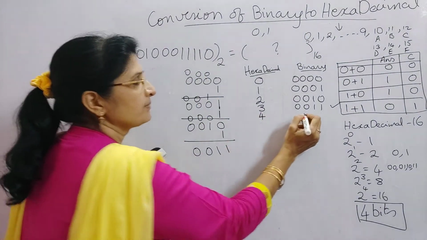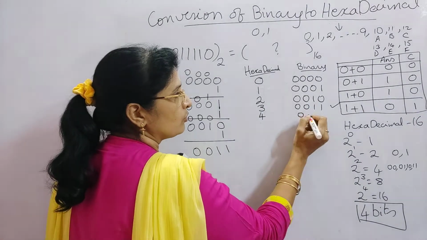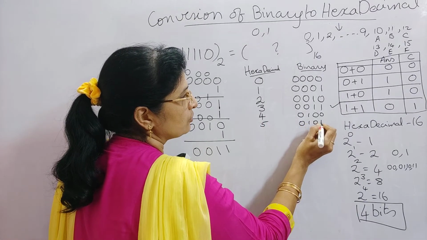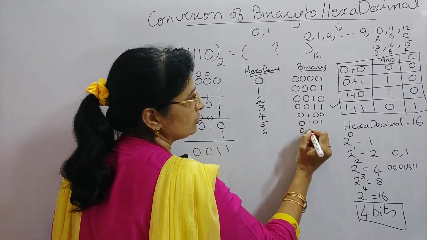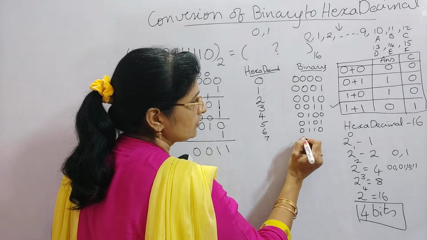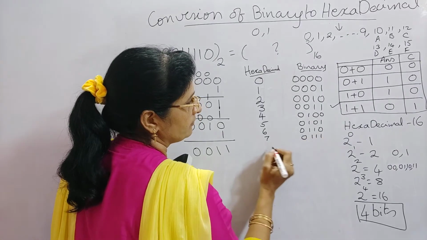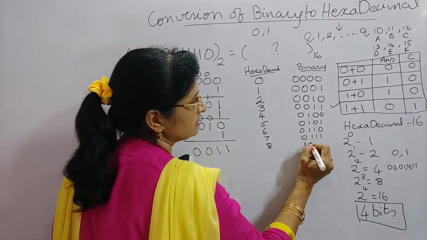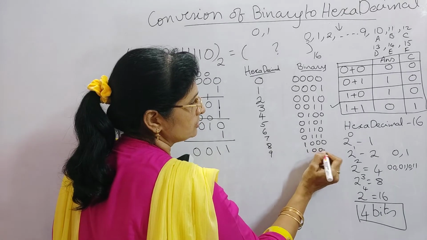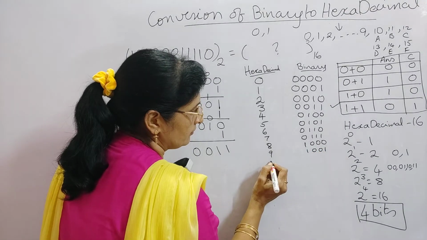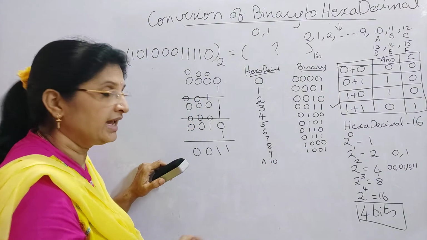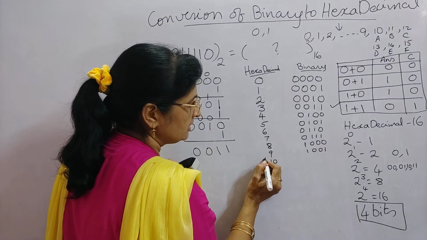So for 4 it is 0, 1, 0, 0. 5 it is 0, 1, 0, 1. 6, 0, 1, 1, 0. 7 it is 0, 1, 1, 1. For 8 it is 1, 0, 0, 0. For 9 it is 1, 0, 0, 1. For 10, what is the corresponding character for 10? It is A. So it can be anything, A or 10.